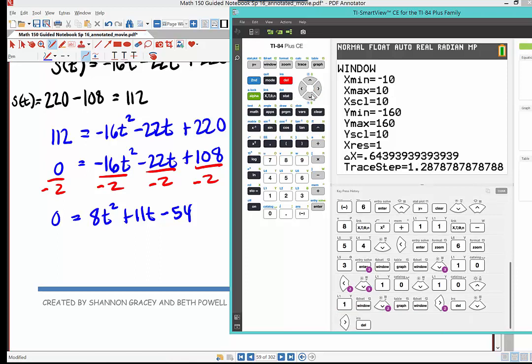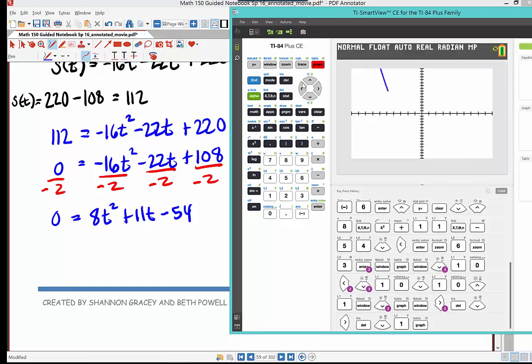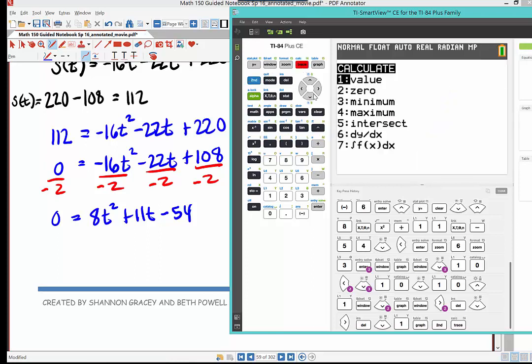And we can change this back to 1. And let's see if that looks prettier. There we go. Finally. All right, so now if we go to second, calculate, I'm going to find the zeros.